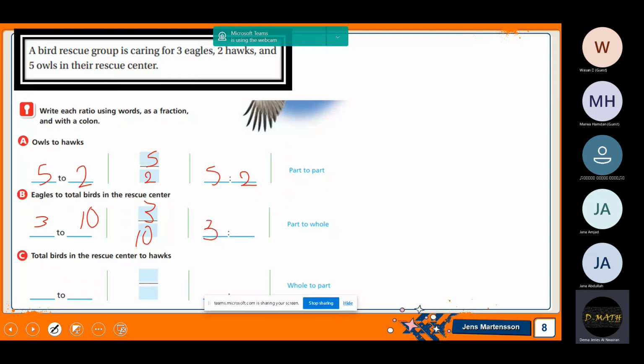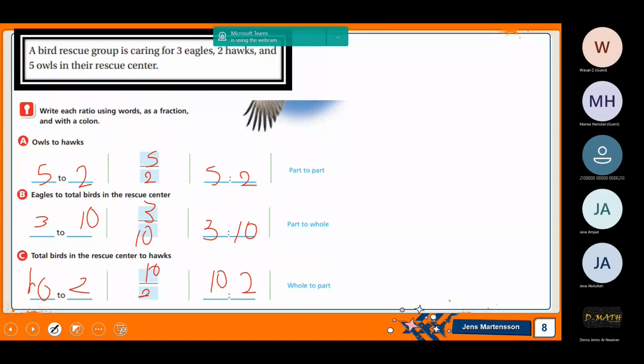Thank you. Now, the one that's not solved is the part to part. Part to part. Yeah. That one that's not solved, it's a part to whole. The last one, yes, Emma. Now the total to hawks. It's 10. 10, bravo. So the hawks are 2. Thank you. And it's whole to part. Really easy.